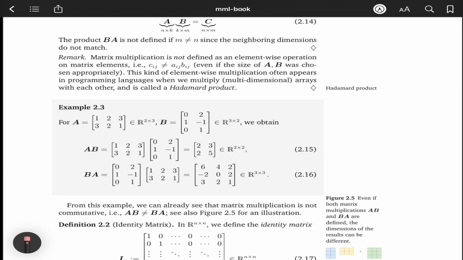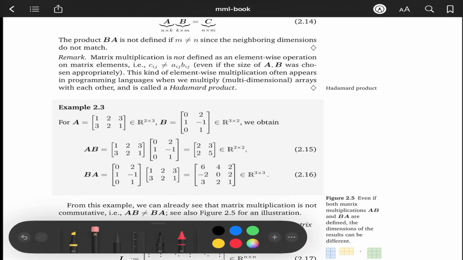Example 2.3. A is this, B is that, exactly the same as what we have seen, but it's the reverse. It's 2 times 3, not 3 times 2. And then we do the multiplication. AB is something else than BA. Oh yeah, that's interesting. We can do both, AB and BA. That makes sense.